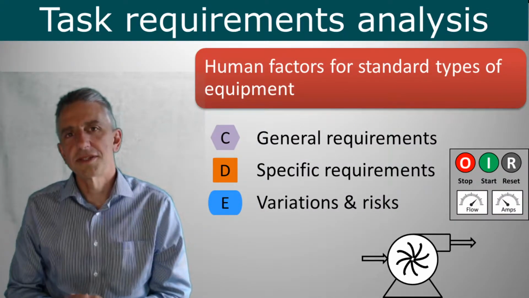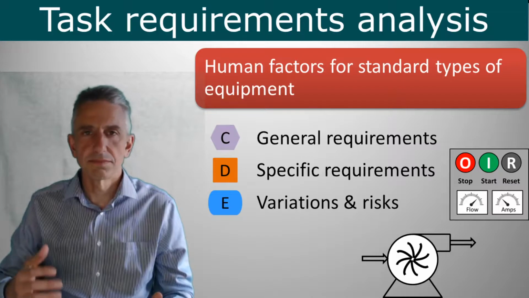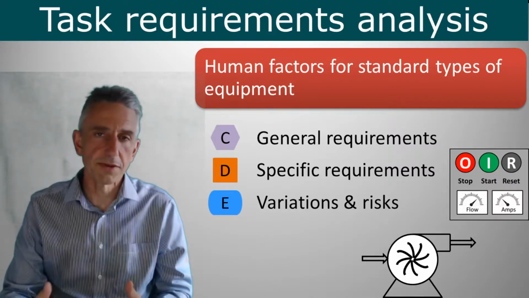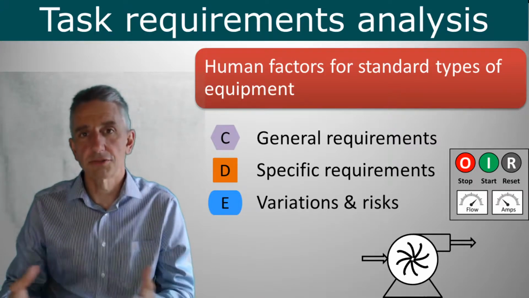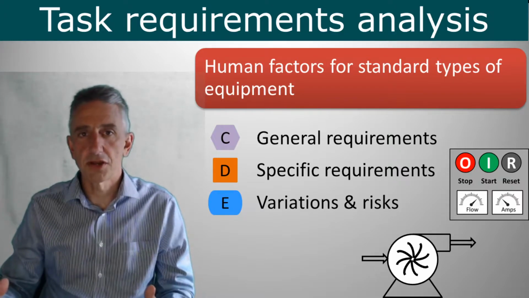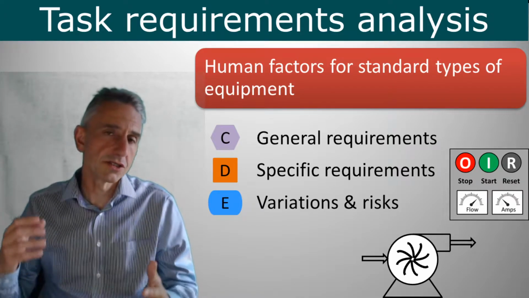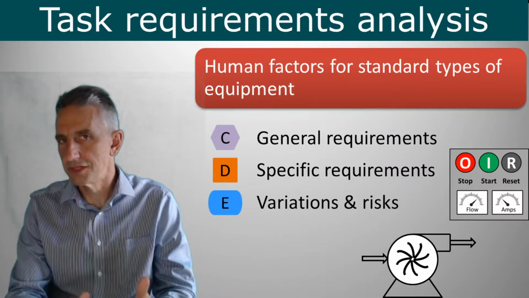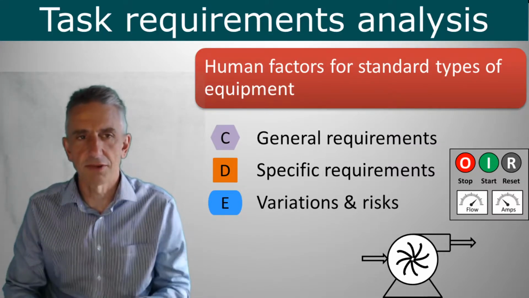Although every system is different, we tend to use the same types of equipment time and time again. And there's this method as part of human factors engineering known as task requirements analysis, TRA. And what that does is takes types of equipment and assigns typical human factors requirements, most focused on what is required to operate and maintain that equipment.